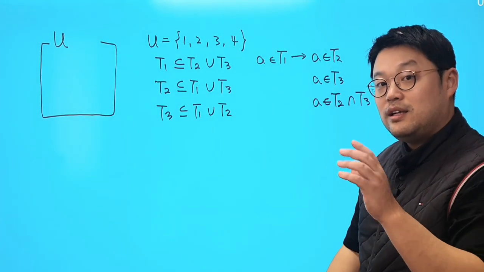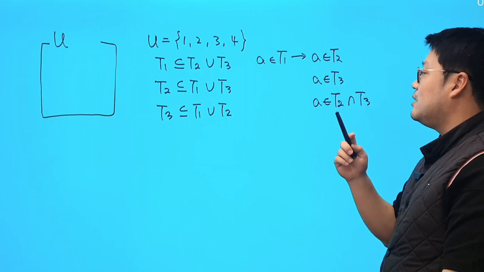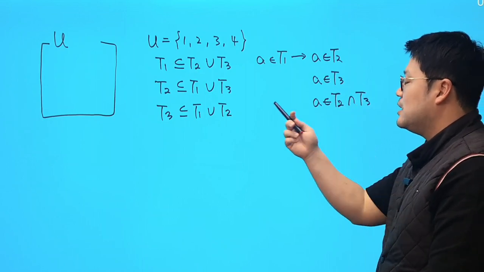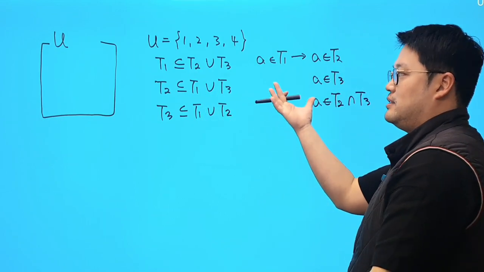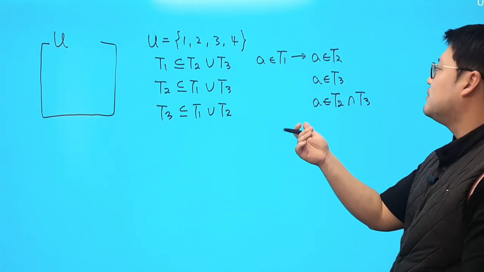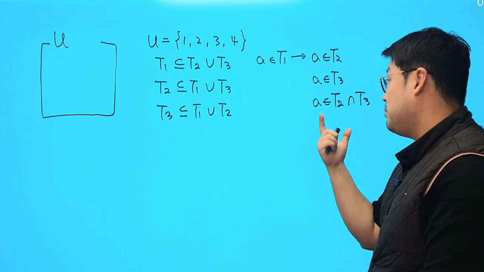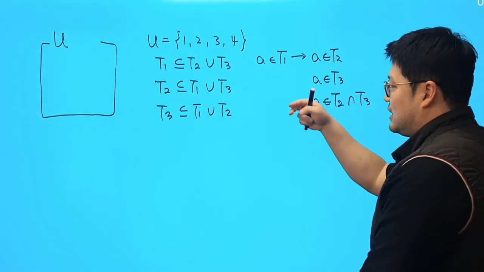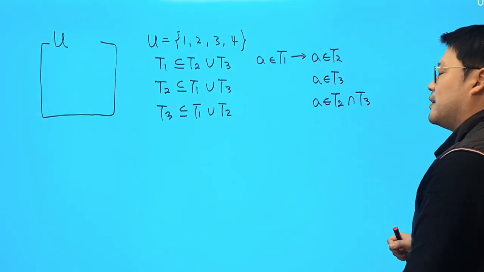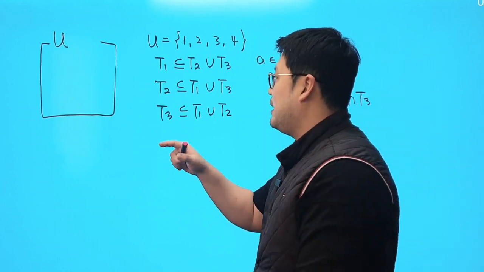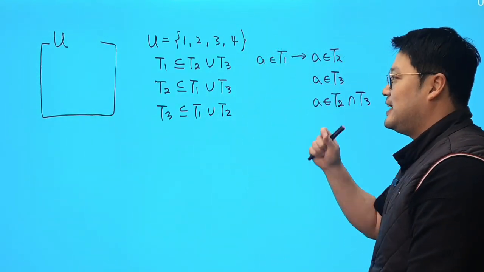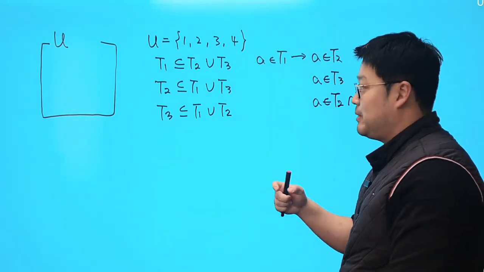Right, so here's what's happening. If A stays in T1 and A stays in T2, the second line is automatically satisfied. But at the same time, if it stays in T3, the third one is also satisfied. And the last one satisfies all three altogether. Now, here's what's going to happen, and this is the reason why I call this a permutation allowing repetition.